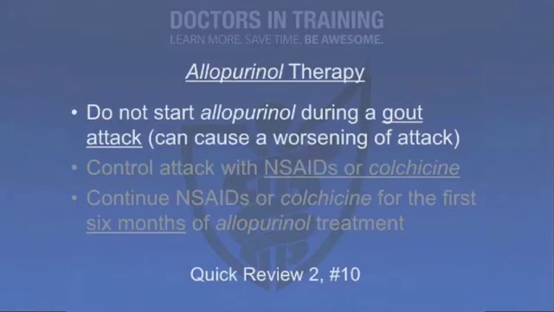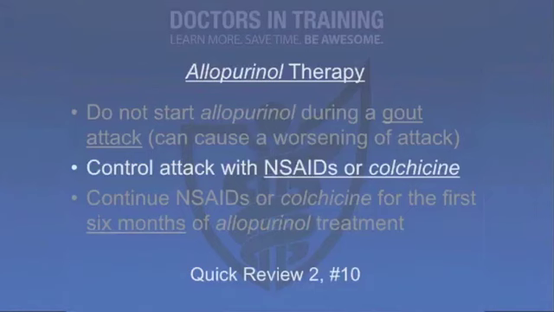And why don't we just want to start this right now? Well, he's in an acute gout attack, so you don't want to start allopurinol in someone who's in an acute attack. You want to control the symptoms first before you ever think about starting allopurinol. So the first thing you're going to do is control the attack with NSAIDs, or you can also use colchicine.